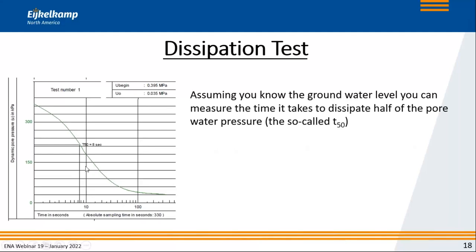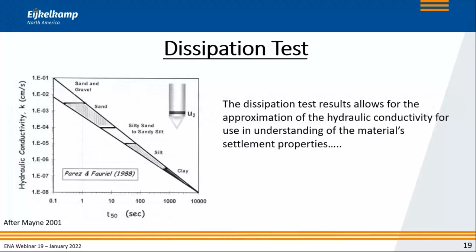And if you shorten that, if you don't have to wait until figuring out what the equilibrium pressure is, that you can just go there, that again shortens quite a bit. And why is T50 so important? What you can do from that, you can basically come up with a fairly tight correlation that tells you what kind of soil you actually have.